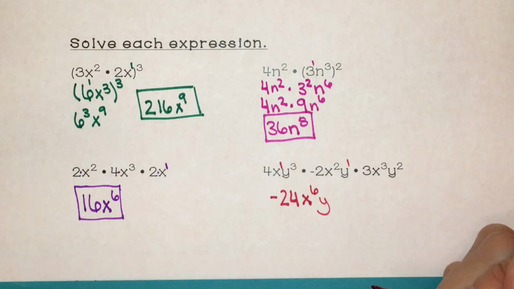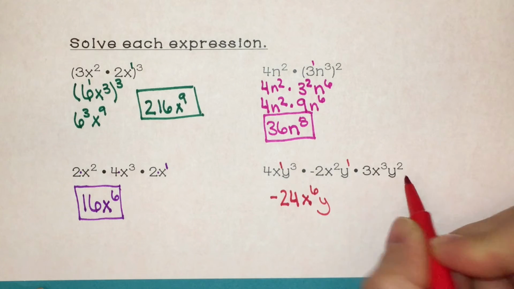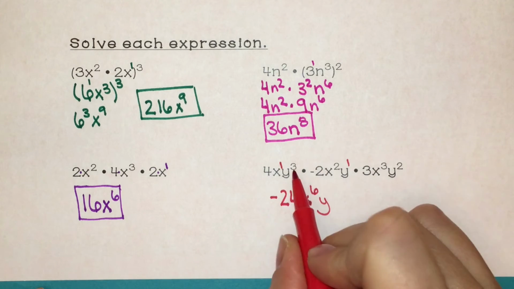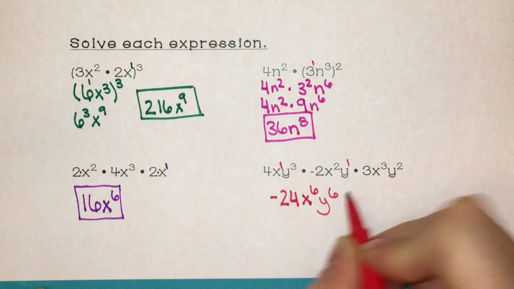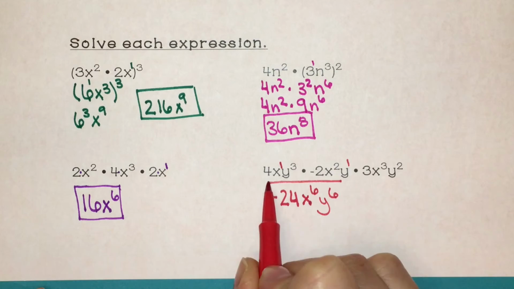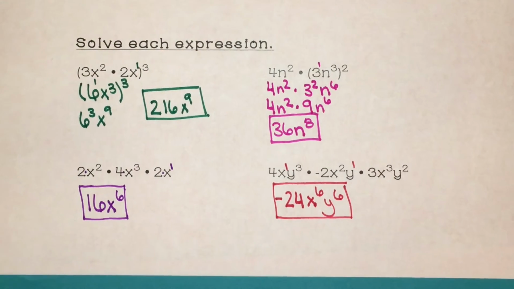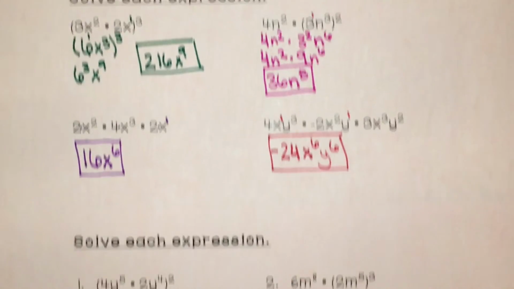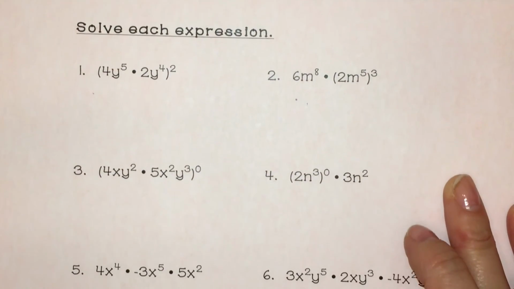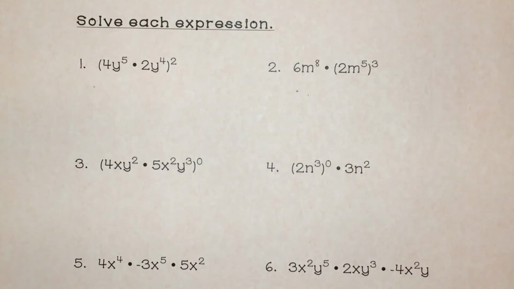You don't have to put multiplication. So we're multiplying bases, so we're going to add the exponents, same thing. 3 plus 1 is 4. 4 plus 2 is 6. So negative 24, x to the 6th, y to the 6th. All right, I'm going to give you 6 problems to go ahead and go through, try them out, come back when you're ready for the answers.